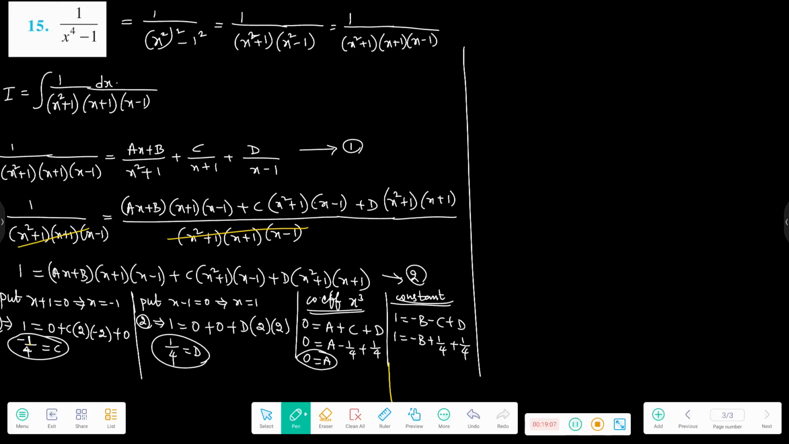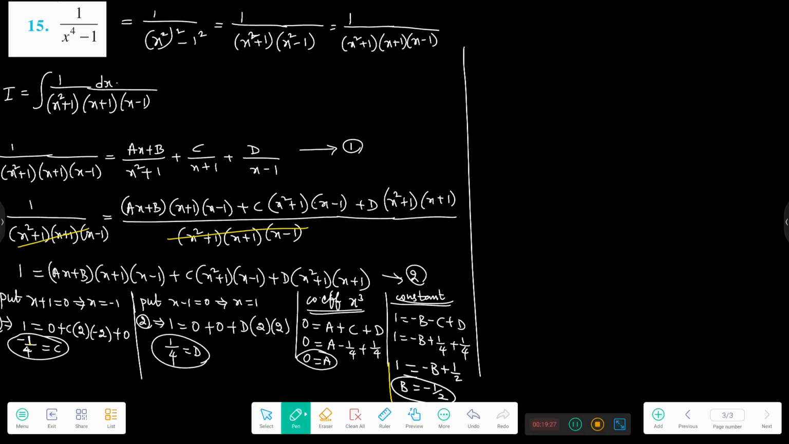So here you will be getting 1 equal to minus B plus half. So B, when you bring it opposite like this, 1 when you send opposite, minus 1 plus half, minus 1 by 2 you will be getting. B value, what am I getting? Minus 1 by 2. Okay. Right, fine. Everything I got.